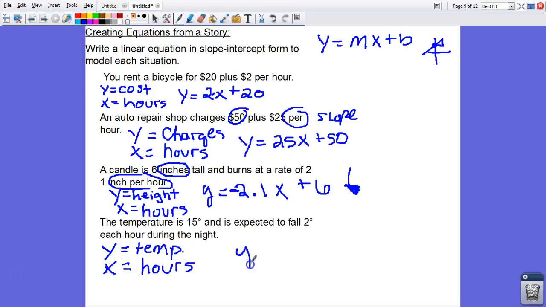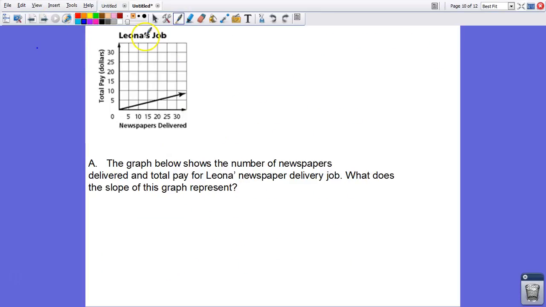Okay, so our temperature starts off, and you can write it backwards. As a matter of fact, let's do it backwards this time. Our temperature starts off at 15 degrees positive, and it falls 2 degrees every hour. So we have to take away 2 degrees each hour. Okay, so you can write it with the y-intercept first, and then the slope, which makes a little bit more sense when you're talking about a negative slope. Okay, let's try the next one.